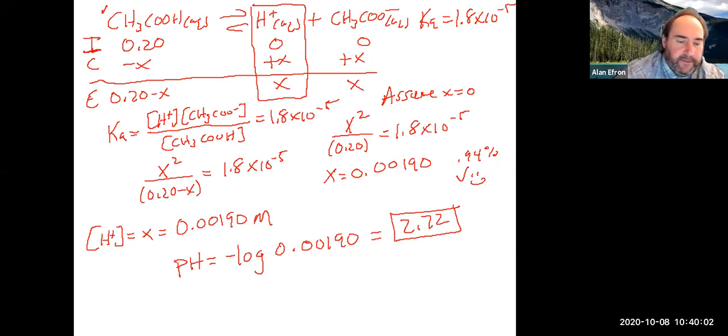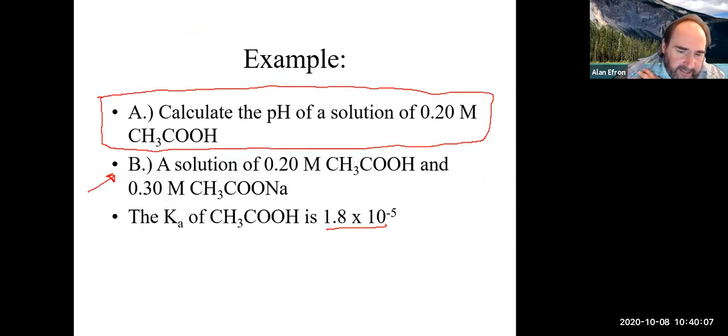Okay. So what we're going to look at now is part B of this question. And if we go back and look at part B, it is a little different. We are still using the same solution. So we're still using the same 0.2 molar acetic acid solution. But in addition, we're going to dump into that beaker, whatever it may be, flask, also 0.3 molar sodium acetate.